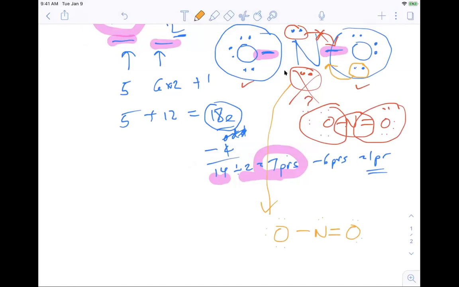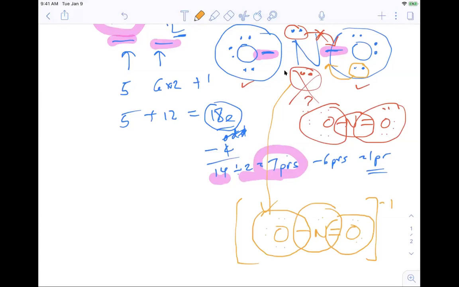I haven't changed the number of electrons, right? I'm supposed to have 18 electrons. Let's just double check. 2, 4, 6, 8, 10, 12, 14, 16, 18. I still have 18 electrons, so I didn't change that. Now let me put my circles around the atoms and count. There's 8 electrons in that circle. There's 8 electrons in that circle, and there's 8 electrons in that circle. So this is a valid dot structure for the NO2 minus 1, all right?